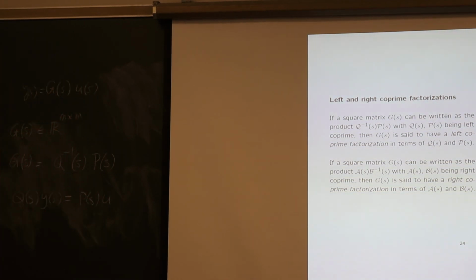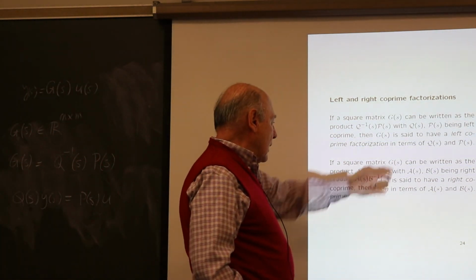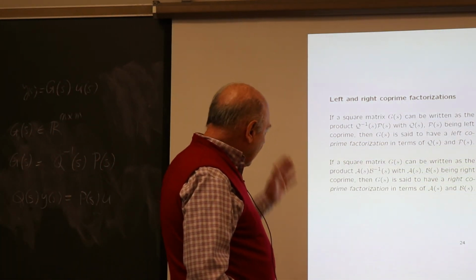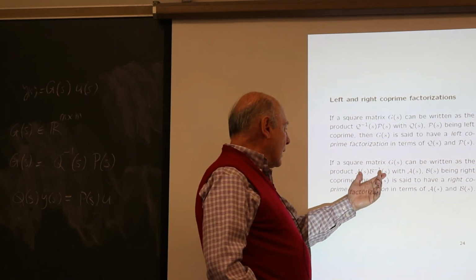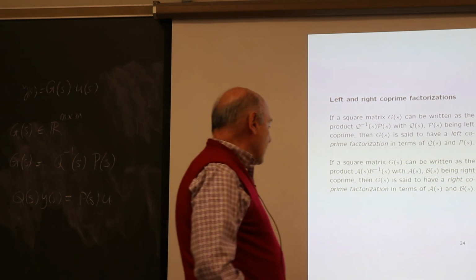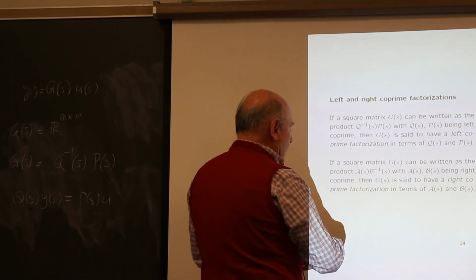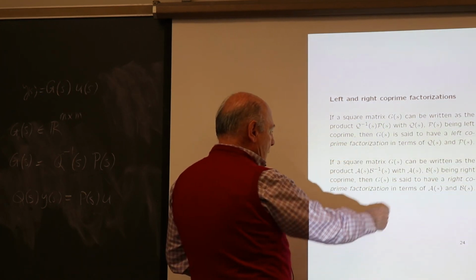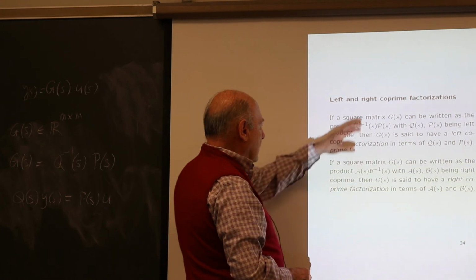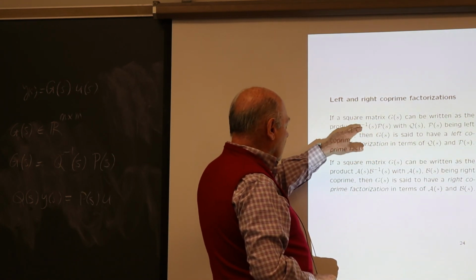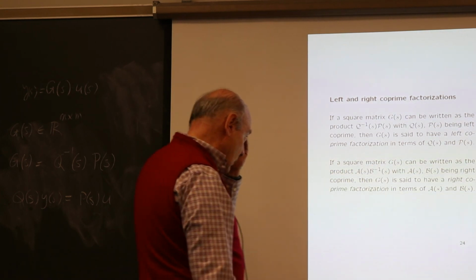So we will say in general that if a square matrix G is a matrix of rational transfer function, if it can be written as a product of A times B inverse with A and B being right coprime, then G will have a right coprime factorization. So this is a left coprime factorization, this will be a right coprime factorization. The way to remember that is in the left coprime factorization, the inverse is on the left, and in the right coprime factorization, the inverse is on the right.